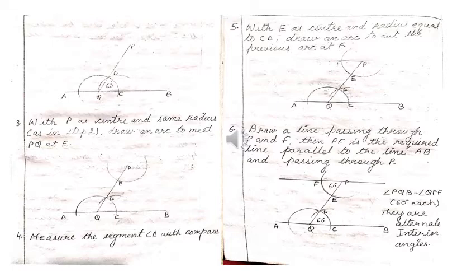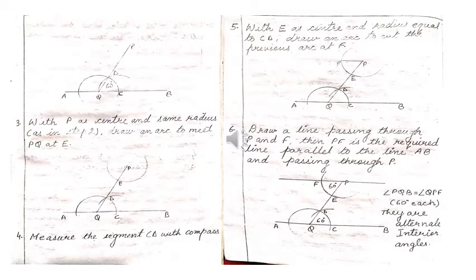Alright. Now on the third step, with P as a center and the same radius as in step 2, draw an arc to meet PQ at E. Now as you can see in the figure, you have to perform the same activity which you did in step 2 for point P. Before it was for point Q. Now with the same length of the compass, try to draw an arc, and this arc will meet PQ at point E.